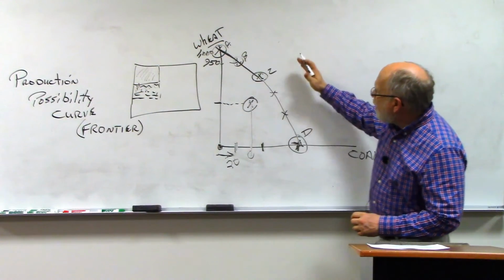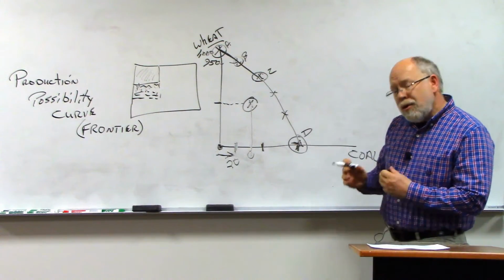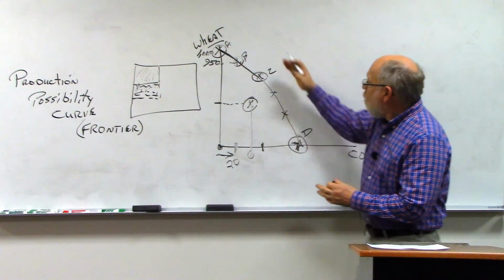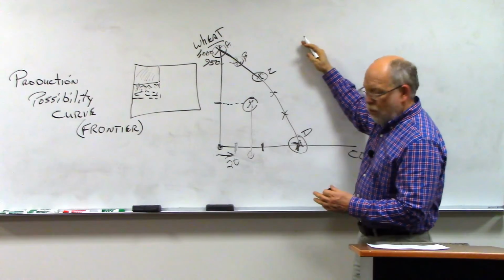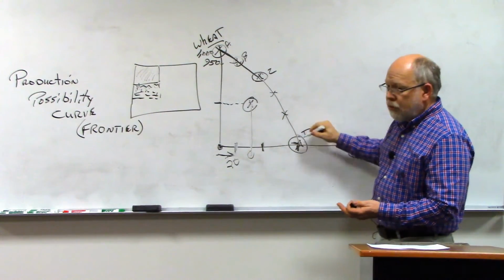So how could we get out here? Well, in the short run, we can't. New technology, new ideas, maybe if we buy the neighbor's farm or something, we could move this curve outward. But ordinarily, all you can do is all you can do.